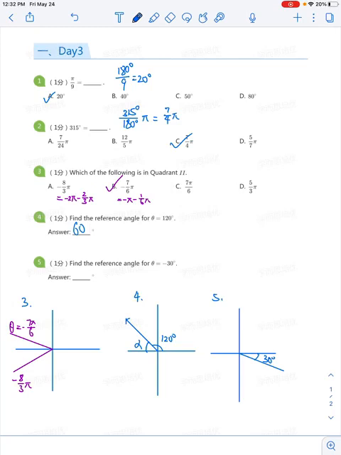You can see here, the acute angle formed by the terminal side and the x-axis will just be 30 degrees. So to tell the reference angle, the fastest way is just to draw a graph and find this acute angle.